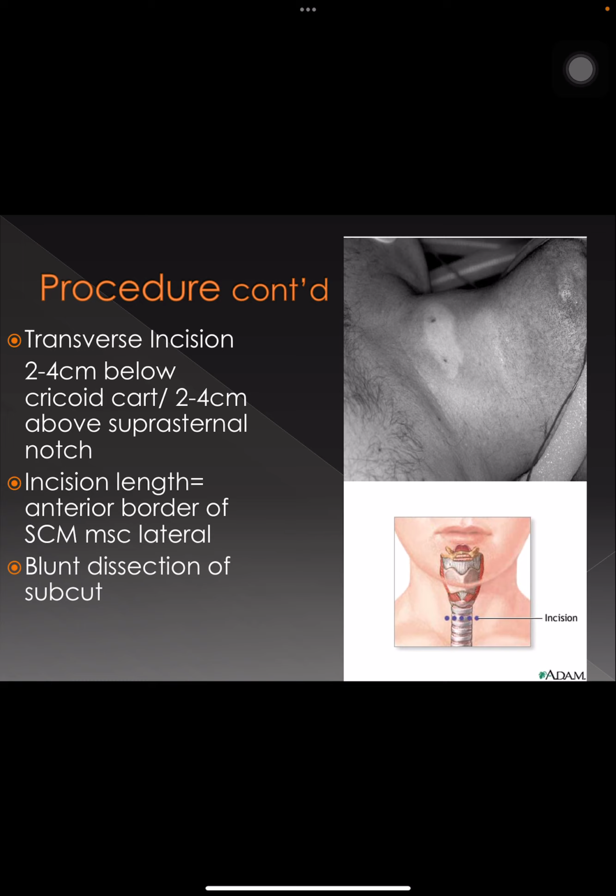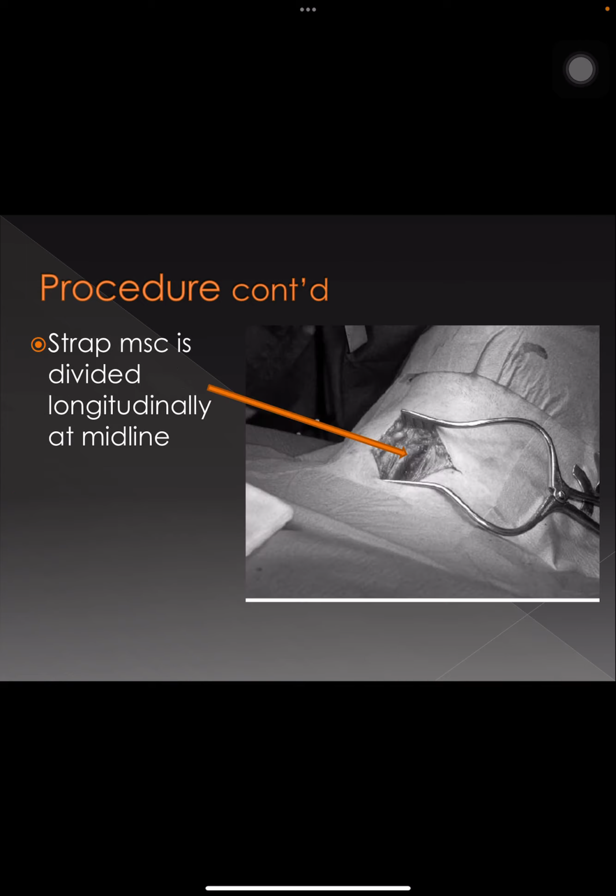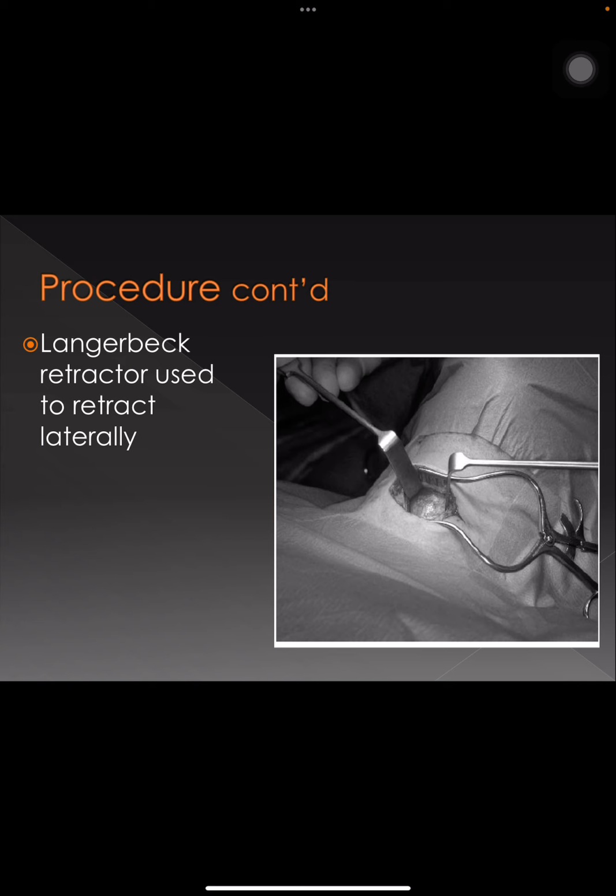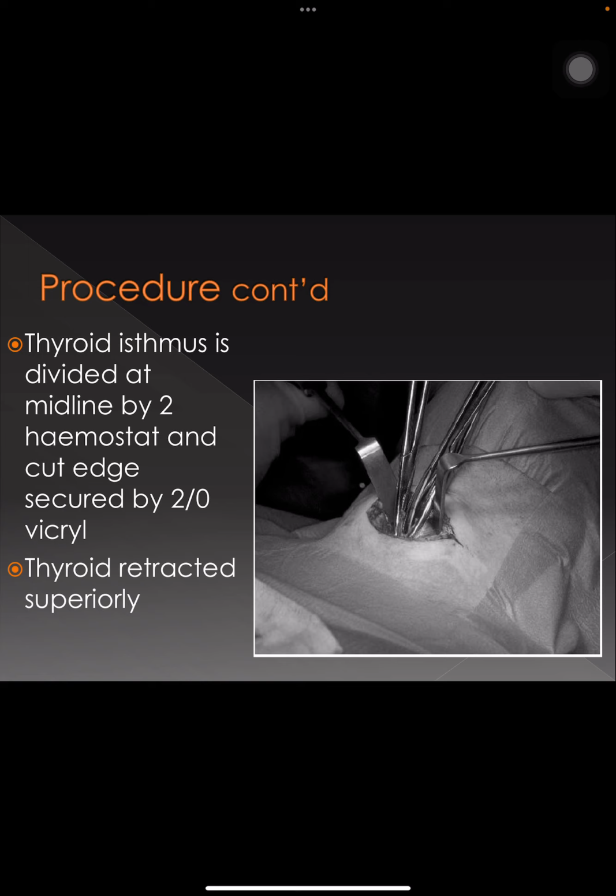The incision length is based on the length of the anterior border of the sternocleidomastoid muscle laterally. So once blunt dissection is done subcutaneously, the strap muscles are divided at the midline, and using a Langenbeck retractor, they are retracted laterally. Now the thyroid isthmus is divided. If not divided, it can be either superiorly or inferiorly positioned, and this is secured using 2-0 Vicryl.